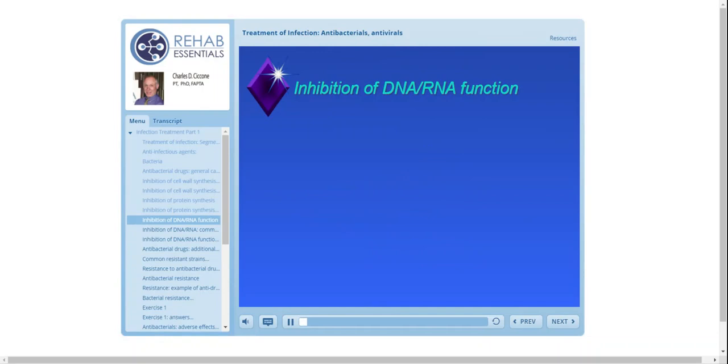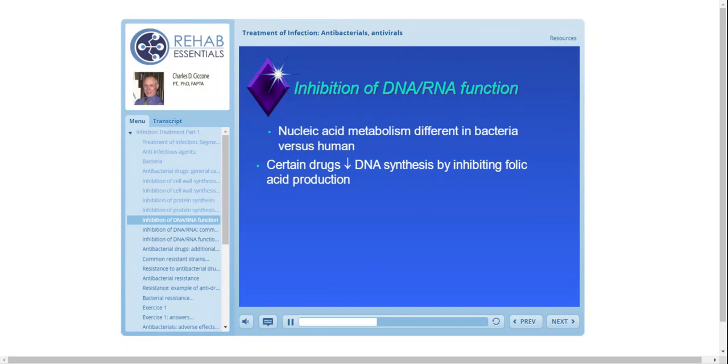Finally, we've got this group of drugs that inhibit DNA and RNA function fairly selectively in the bacterial cell. And they can do this because nucleic acid metabolism is different enough in bacteria versus human cells. The enzymes and metabolic pathways involved in synthesizing and using nucleic acids are different in bacteria. So certain drugs decrease DNA synthesis, and they often do this by inhibiting folic acid. And we know that folic acid is a very important enzyme cofactor involved in DNA synthesis.